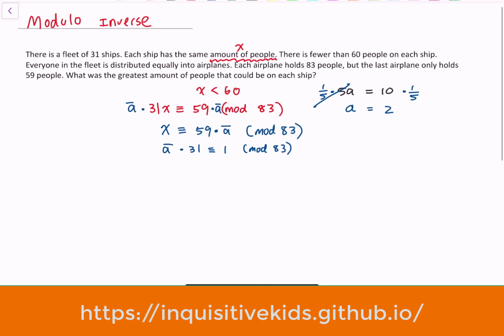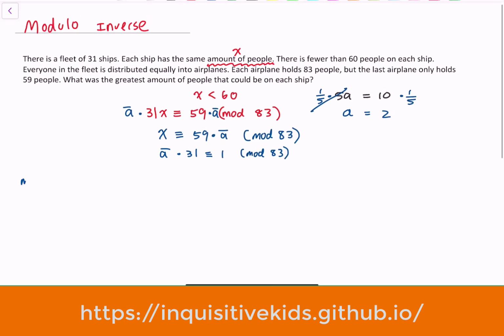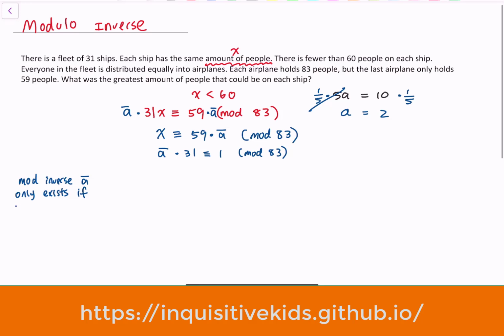First, we have to know that modulo inverse only exists if 31 and 83 in this case are coprime. And yes, we do confirm that 31 and 83 are coprime. This means that our modular inverse does exist. So we're going to go ahead and try to find it. We're going to use the Euclidean algorithm.